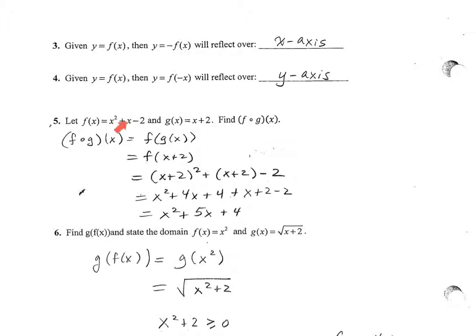So we go into f, and we replace the x with x plus 2, and we replace the other x with x plus 2, and we have then a minus 2. Simplifying, foiling out x plus 2 quantity squared, I get x squared plus 4x plus 4, plus this other x plus 2 minus 2. Combining the like terms gets me to x squared plus 5x plus 4.